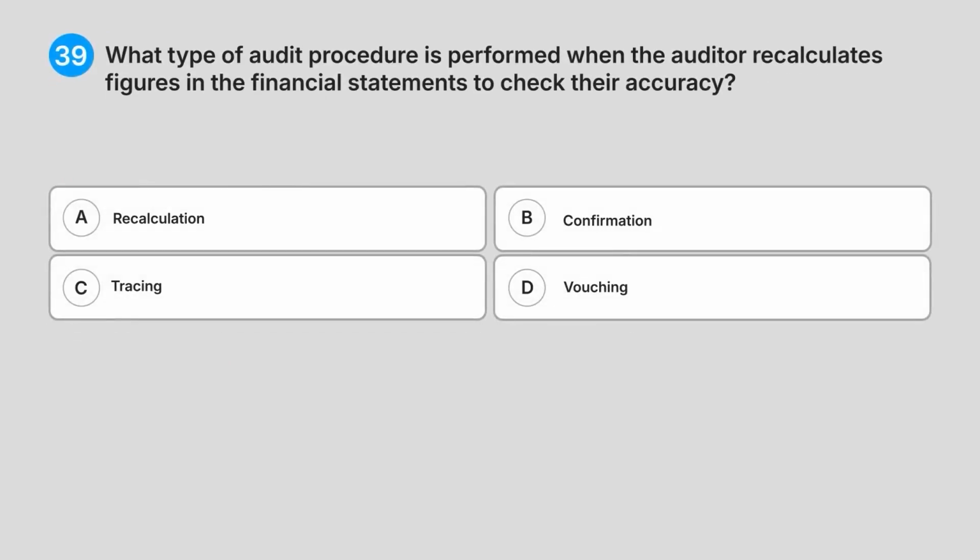39. What type of audit procedure is performed when the auditor recalculates figures in the financial statements to check their accuracy? A. Recalculation. B. Confirmation. C. Tracing. D. Vouching.